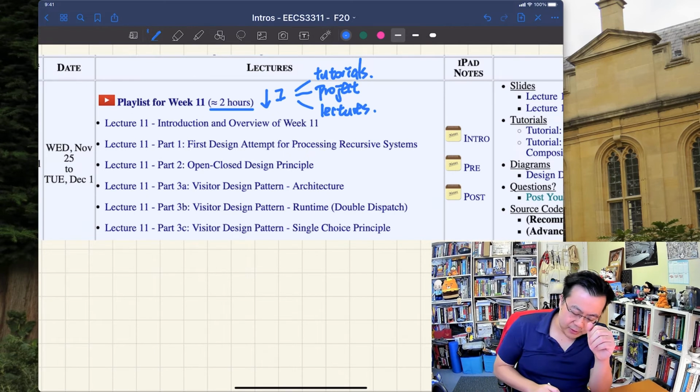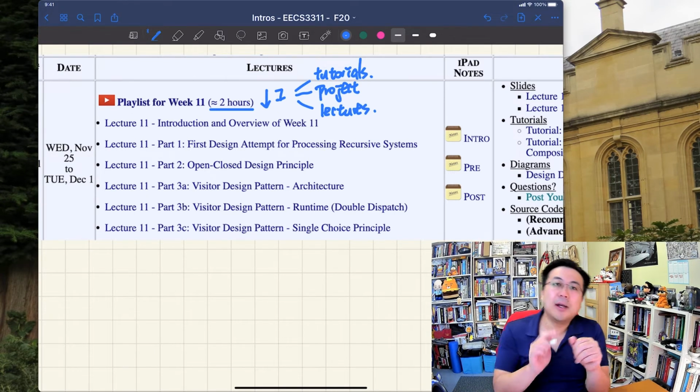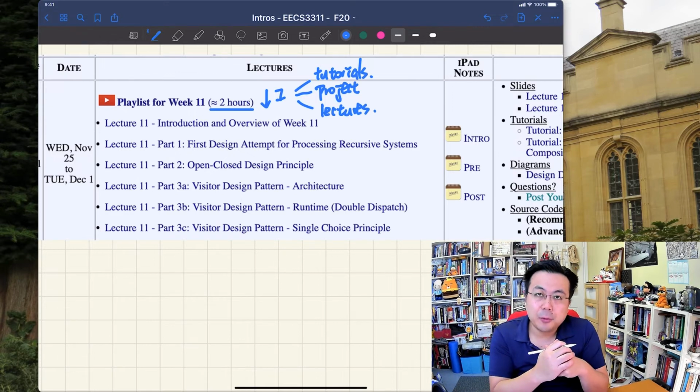Okay, so this week, we're just going to cover the final design pattern for the course, which is called the visitor design pattern. You can think about this as like a continuation of the topic of the composite design pattern about dealing with recursive systems. And we started talking about this from last week.